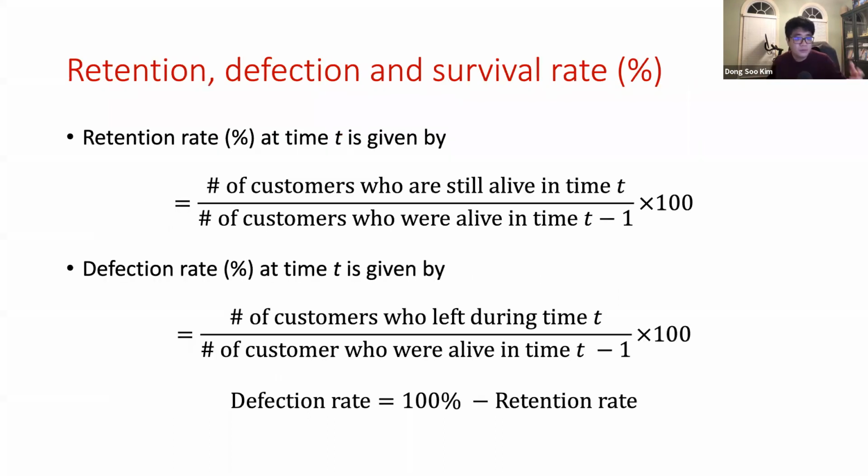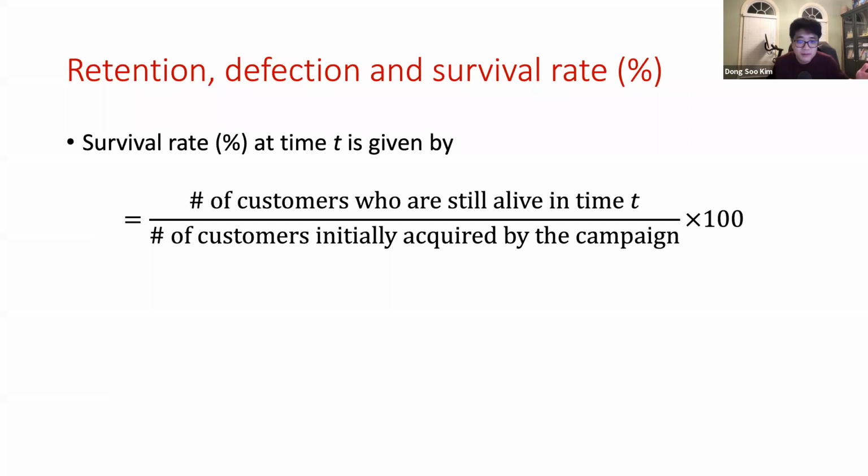And here are formal definitions of retention rate, defection rate, and survival rate. Again, please read the textbook carefully for a better understanding of those definitions. If necessary, it would be better to plug the numbers in the example, the gym example, into those definitions.